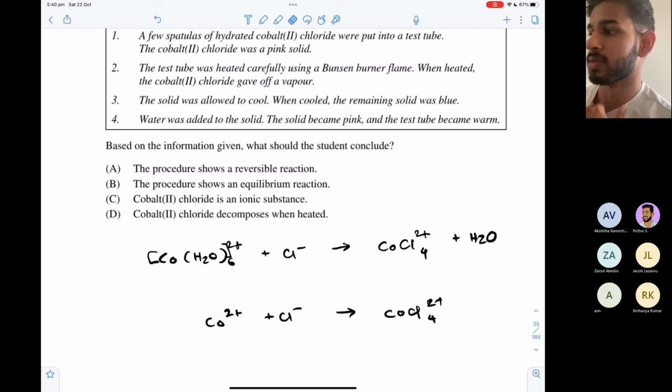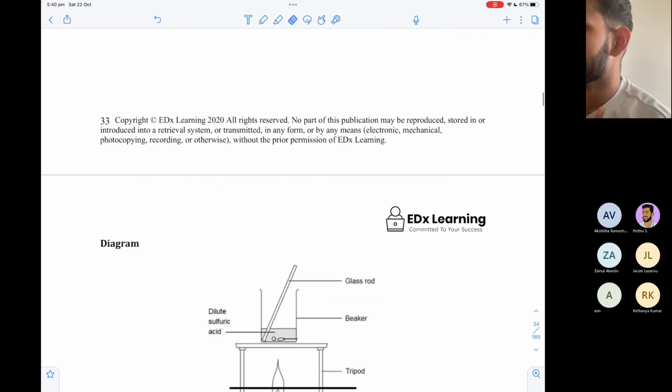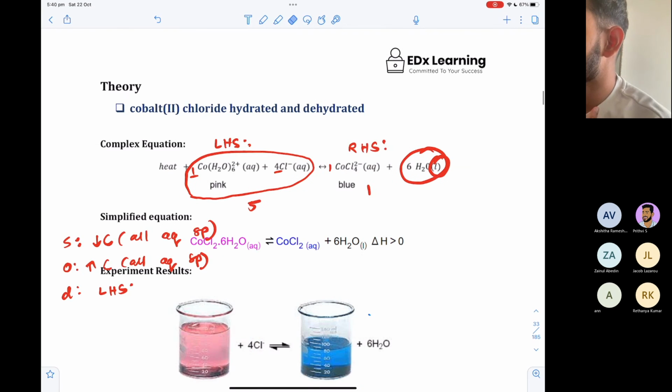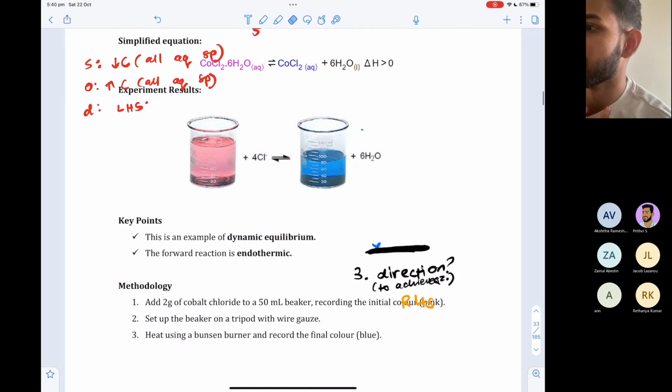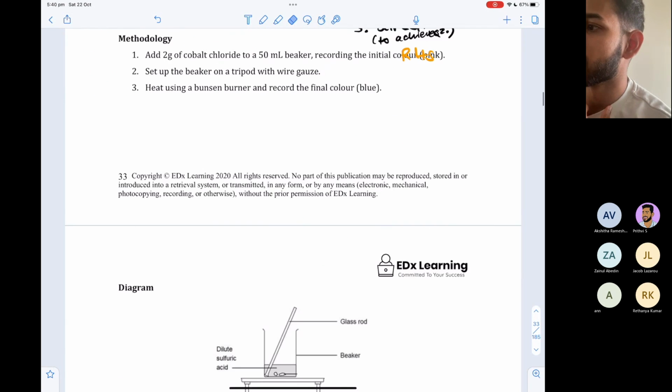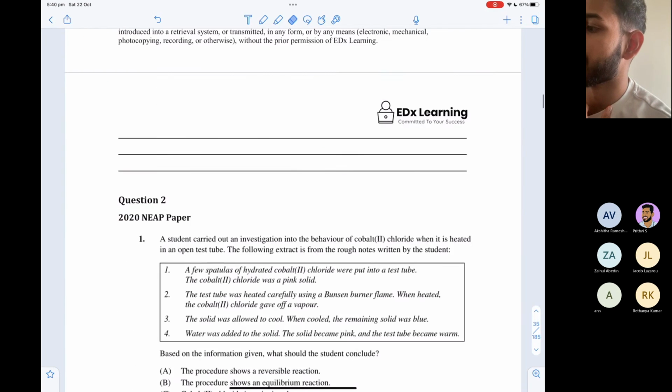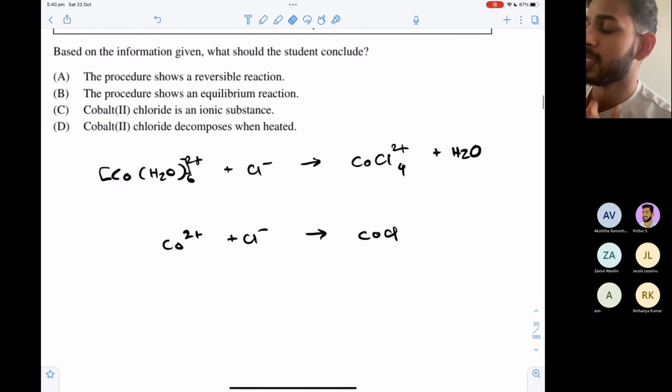Maybe you can just write it as, let's go back up and see, how can we write it in the simplest possible format? Yeah, this simple format here. That's all I'd like you to know, right? Cobalt plus chloride gives you CoCl2.